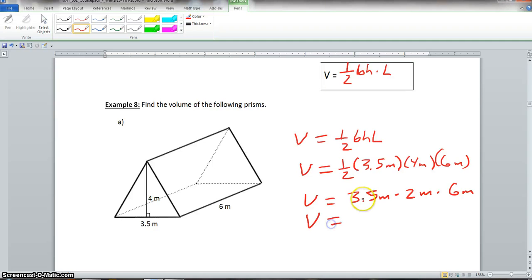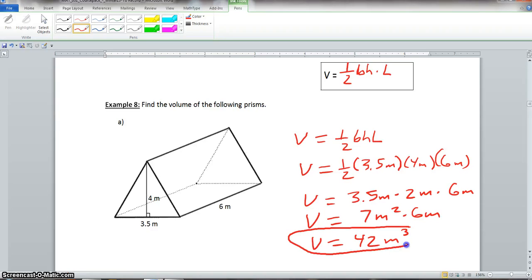So we have the volume is equal to 3.5 times 2 is 7. So that would be 7 square meters times 6 meters. The volume is equal to 7 times 6, which is 42, and meters squared times meters is meters to the third power, or cubic meters. Now remember, volume is always measured in cubic units. So this would be 42 cubic meters, and that is your final answer.